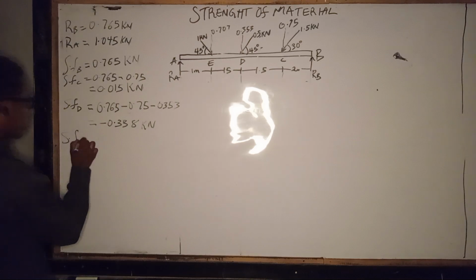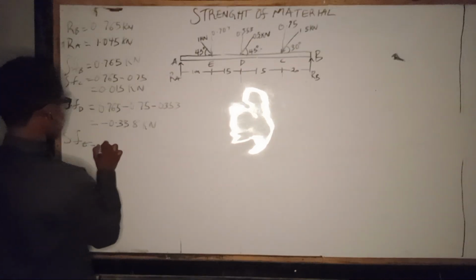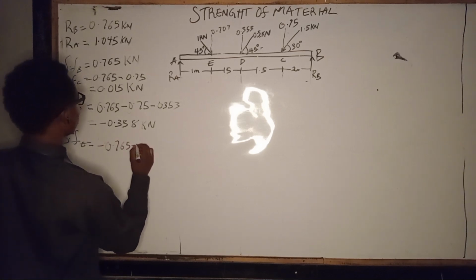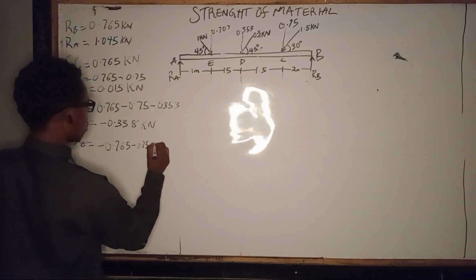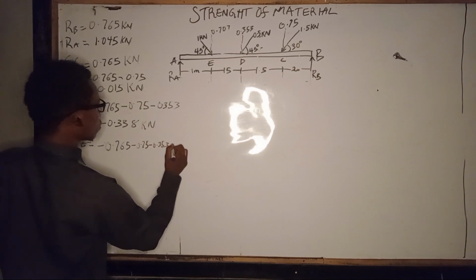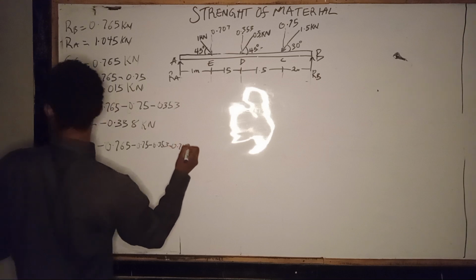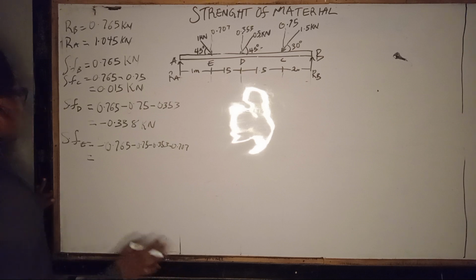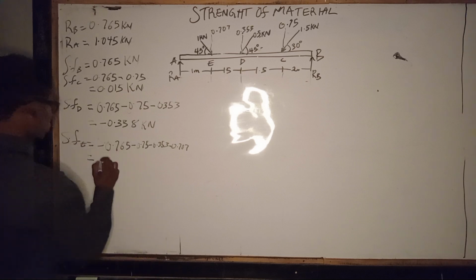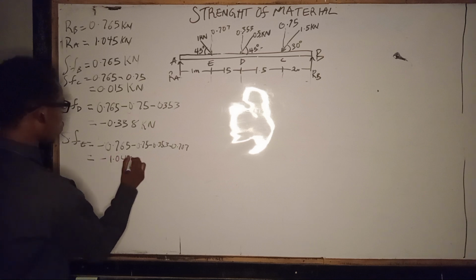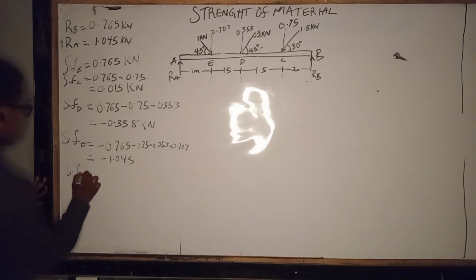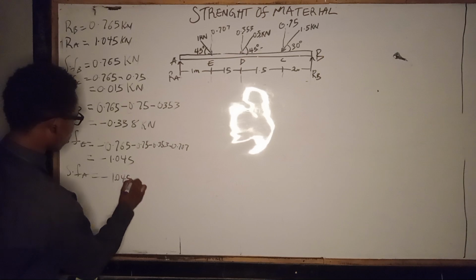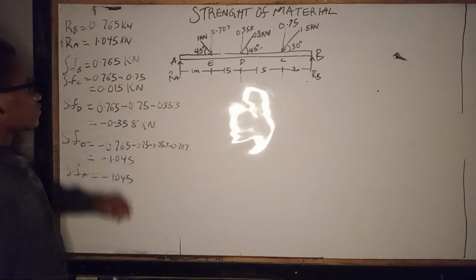We also have our shearing force at E is equal to 0.765 minus 0.75 minus 0.353 minus 0.707, which will give us our shearing force at E as minus 1.045, and our shearing force at A would also be equal to minus 1.045. So that will be it for our shearing forces.